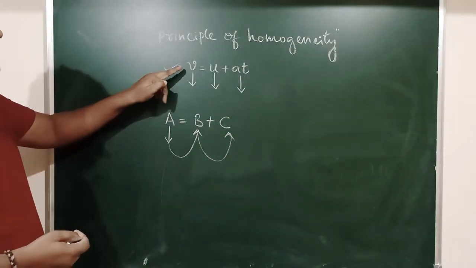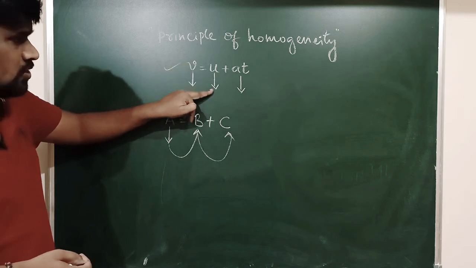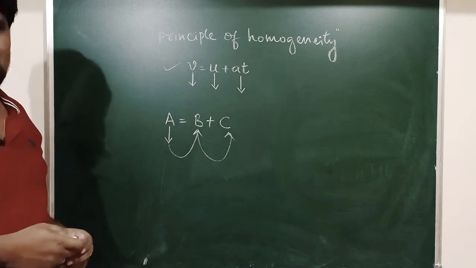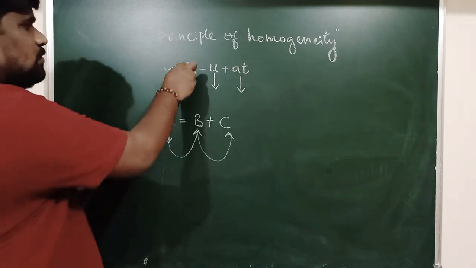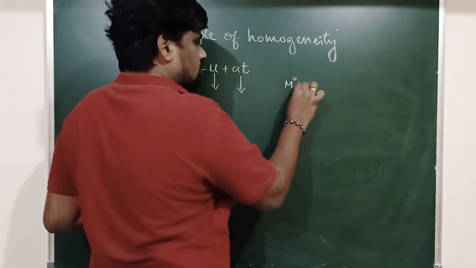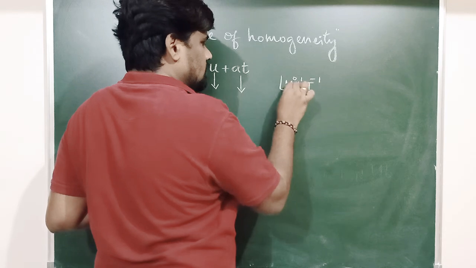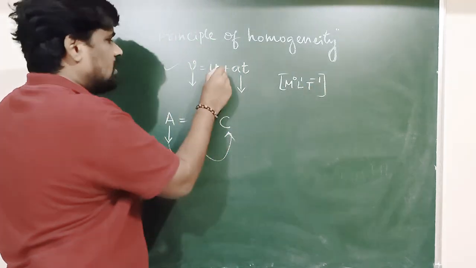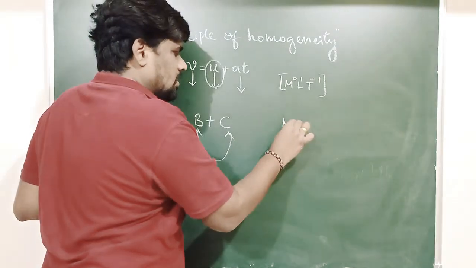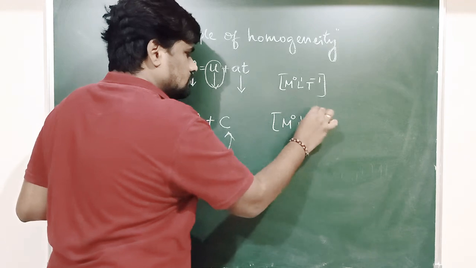Not only that, in this equation dimensions of V, dimensions of U and dimensions of what? AT is same. You can check if you want. What is V here? Velocity. What is the dimensional formula for velocity? M0 L1 t power minus 1. Okay, velocity. Next term? U. U is called initial velocity. Its dimensions is m0 L1 t power minus 1.